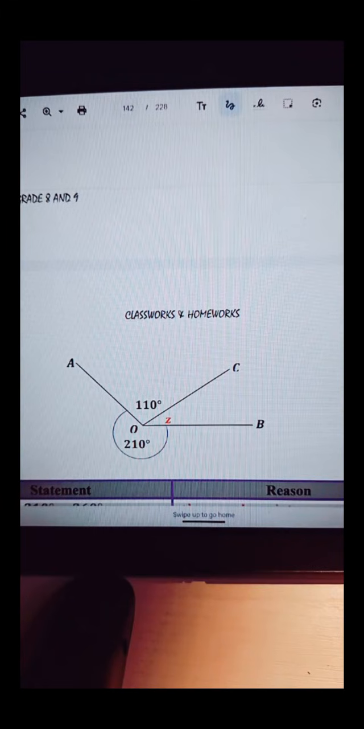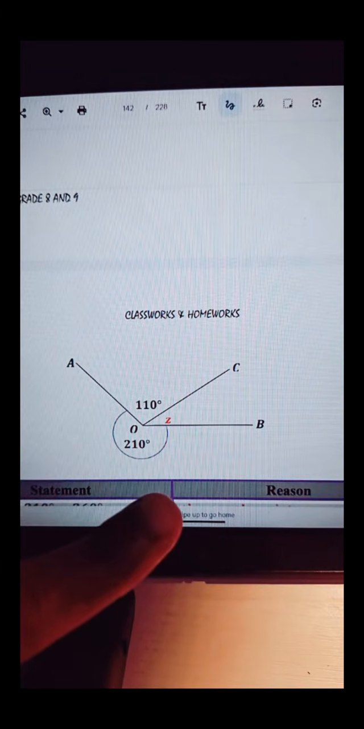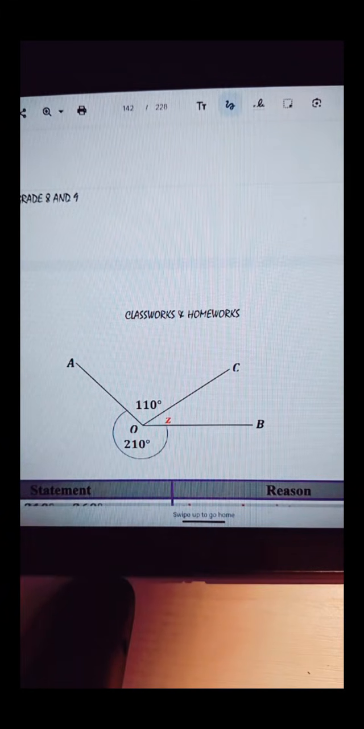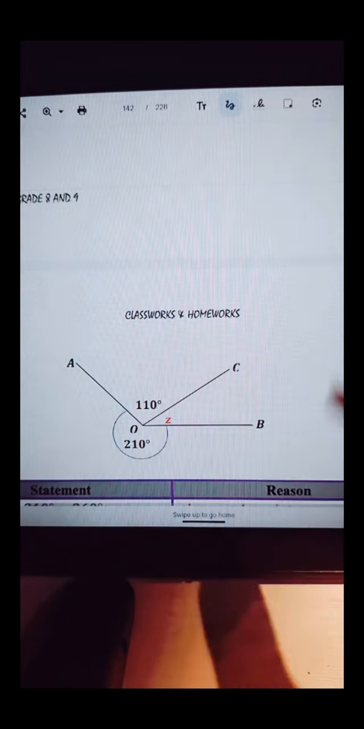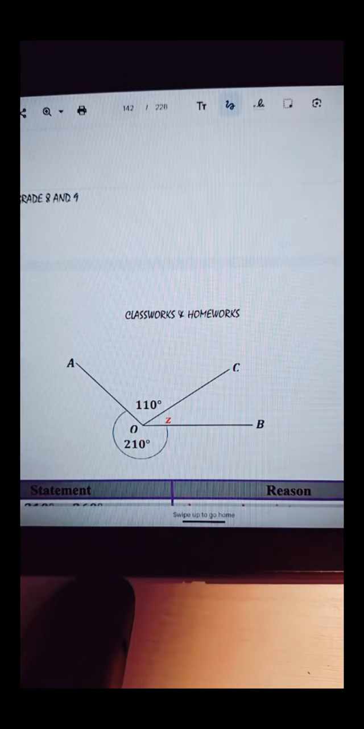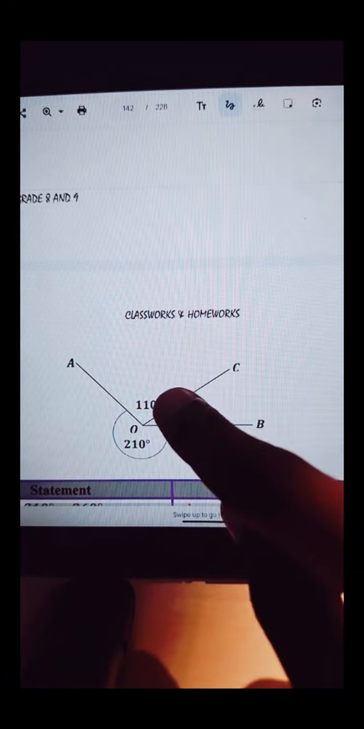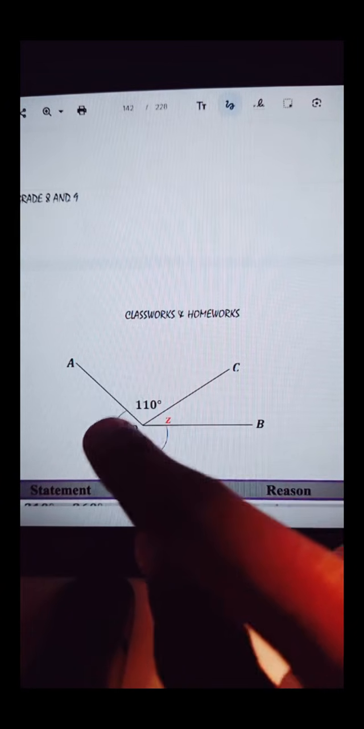$110. And who else? $210. And who else? Z. The question is, do they complete a full circle, these angles, including the one that you are not given, which is Z? If you look at Z, it's this portion, plus 110, that's that portion, plus 210 goes back to where Z started.